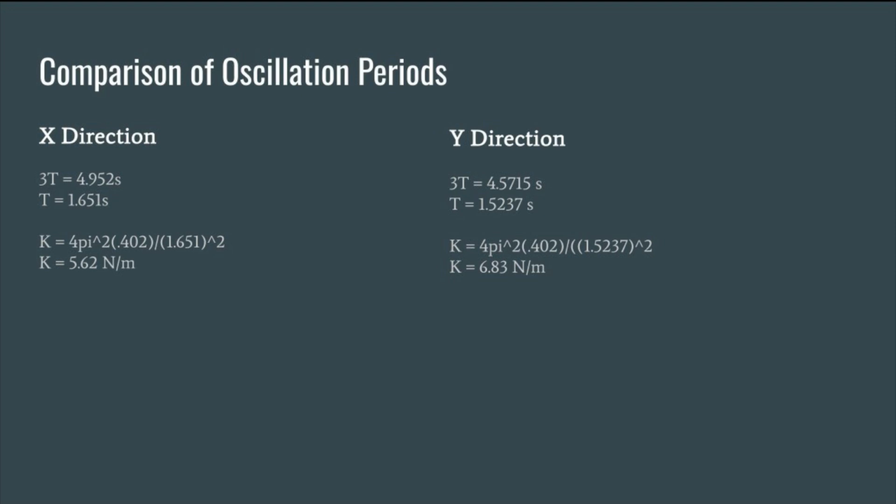And here is how I found my comparison of oscillation periods. In the x direction, I found T to be 1.651 seconds, while in the y direction, I found T to be 1.5237 seconds. In the x direction, I found k to be 5.62 newtons per meter, and in the y direction, I found k to be equal to 6.83 newtons per meter.